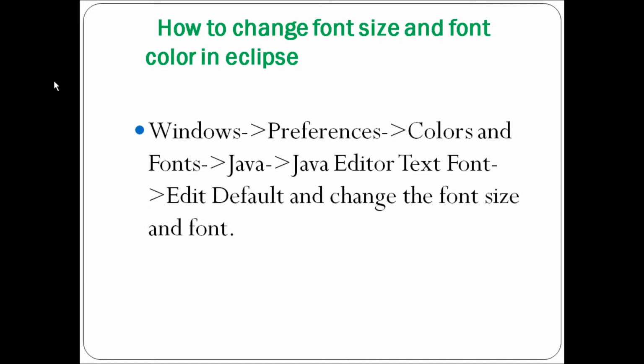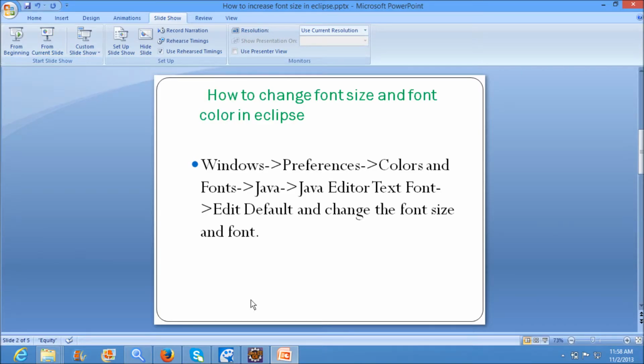I repeat once again, from the Windows menu and the Preferences option, type colors and fonts, and in the Java Editor Text Font modify the default and change the font size and font. Now I'll navigate you to the Eclipse and show you how to change the font size and font color.